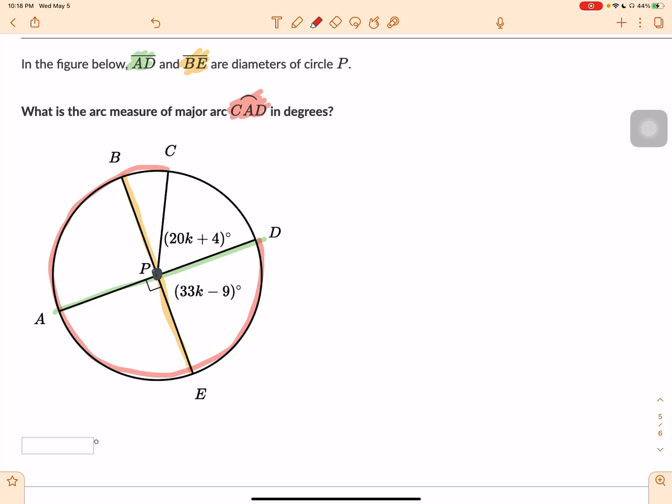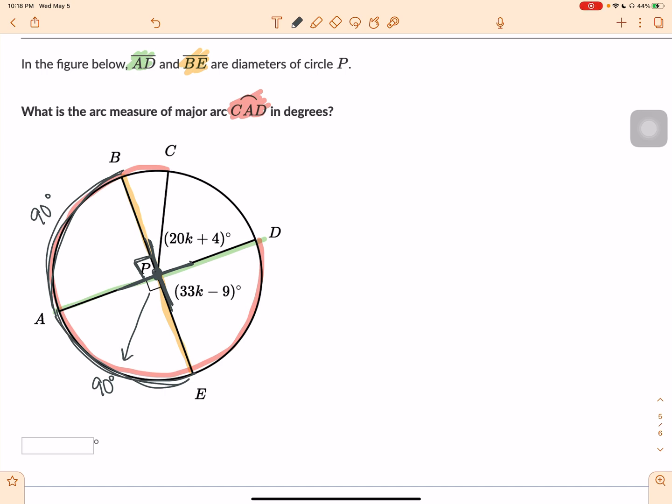We know a few of these already. So I already know that this arc measurement right here, this 90 degrees, is the central angle, so this arc measure is also 90. And since this is a straight line, and this is a straight line, this here is also 90. 90 plus 90 is 180. So then I know this arc measure here from A to B is also 90 degrees. Okay, so we're making progress here.